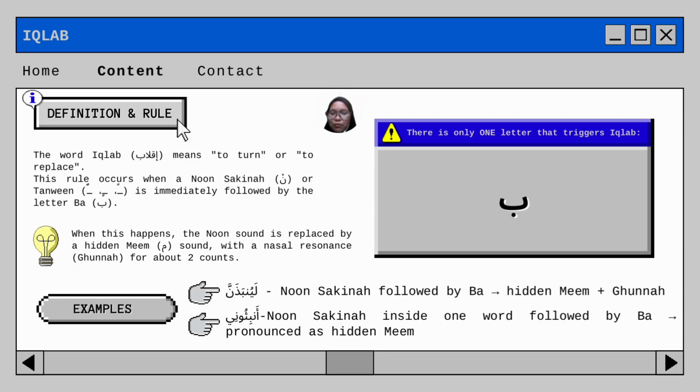Here we have 2 examples from the Quran. So the first is la yunbadanna. The nun sakinah is directly followed by the letter ba, so iqlab here applies. The second is anbi'uni. The nun sakinah and ba appear inside the same word, and iqlab applies. In both cases, the nun is not pronounced. It becomes a hidden meem with gunnah.